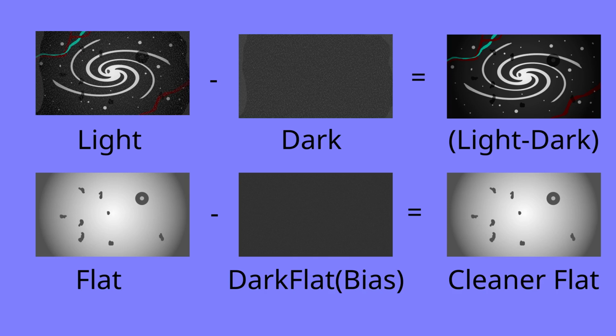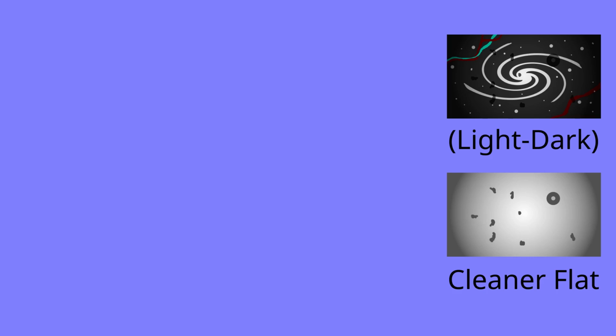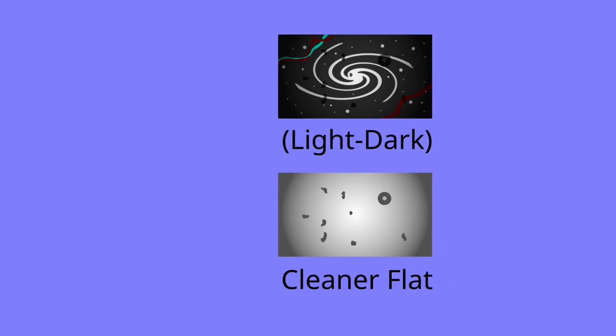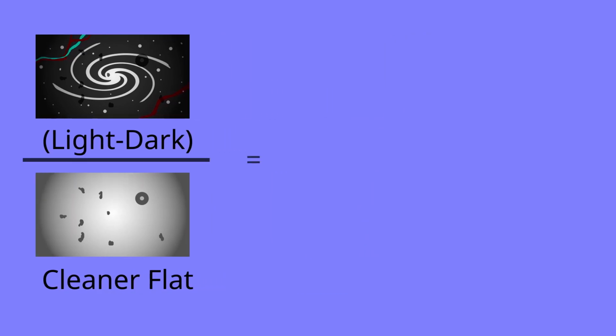Having completed the subtraction of the dark frame from the light frame and the dark flat frame from the flat frame, the next step involves addressing areas of non-uniform brightness in the light frame. By doing so, we aim to achieve a more accurate and true image representation. To accomplish this, we take the resulting light and flat frames and perform a division operation. Specifically, we divide the light frame by a normalized version of the flat frame.